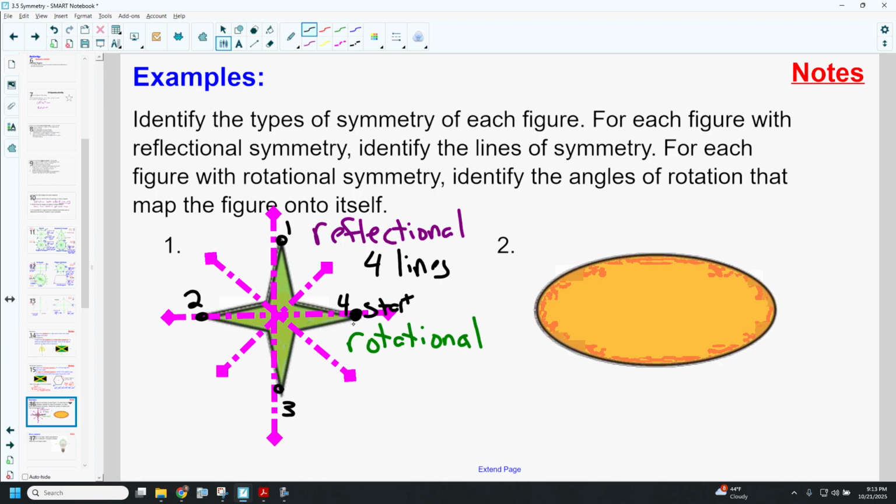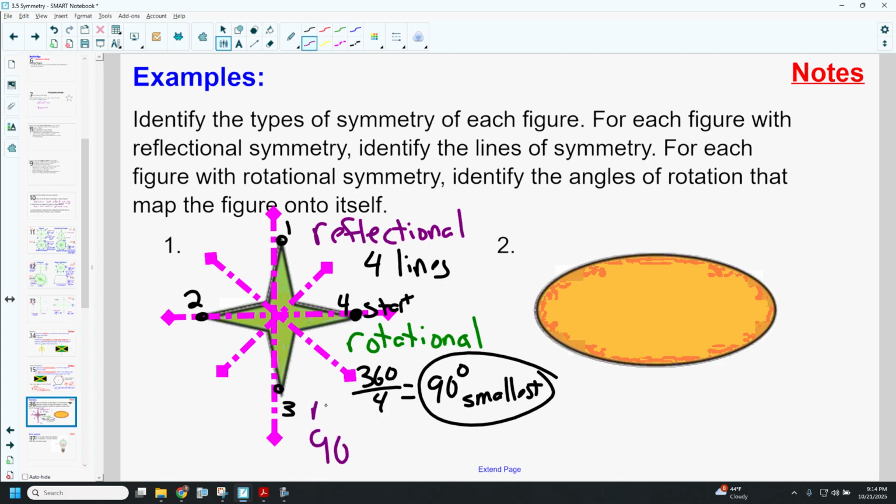So to find my angle, I'm going to take 360 divided by 4, 90 degrees is my smallest angle of rotation. If I want to list them all, I'm going to go with the multiples. So I've got 90 degrees, 180, 270, and 360.